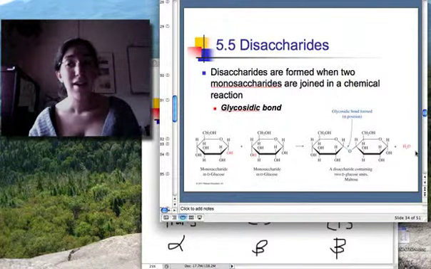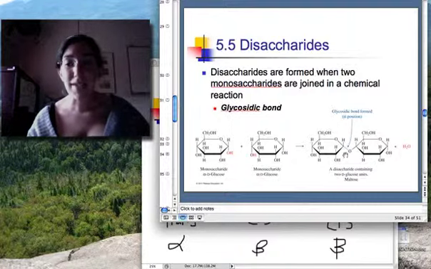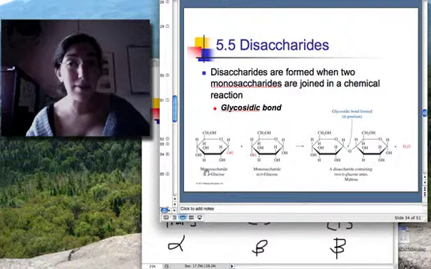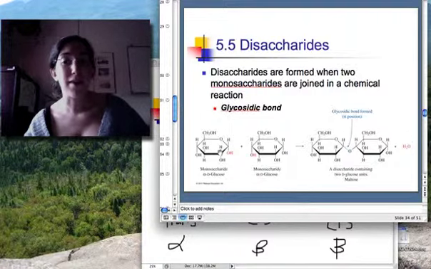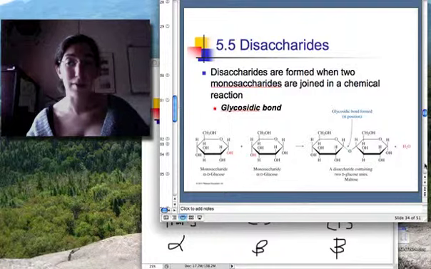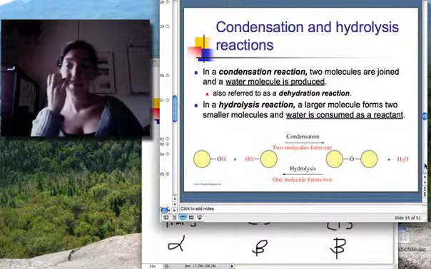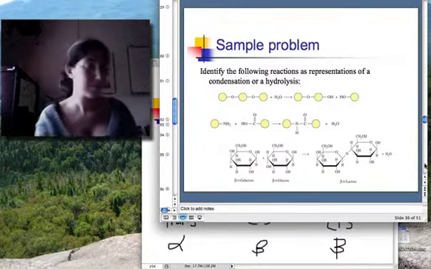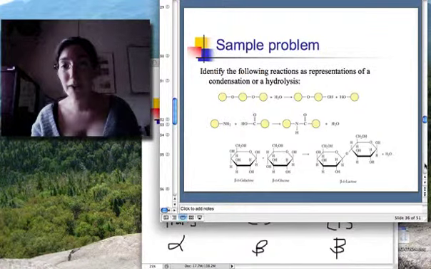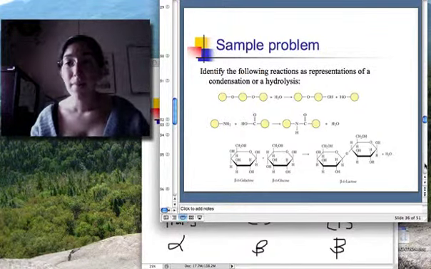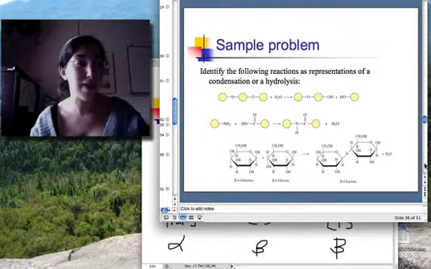And then likewise, when there's enzymes in our body that actually have to break down maltose into glucose, we do a hydrolysis reaction where we use water to actually break this bond and end up with two glucose molecules. Okay? So we can practice some condensation and hydrolysis reactions here.